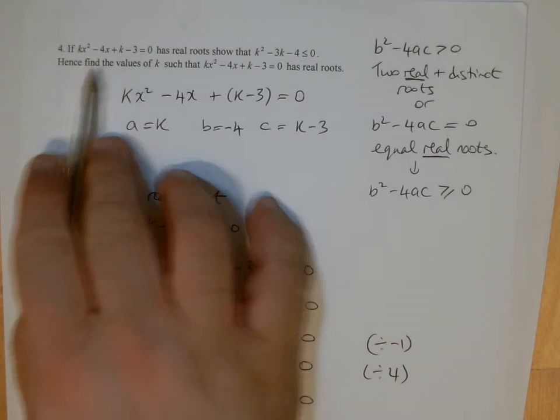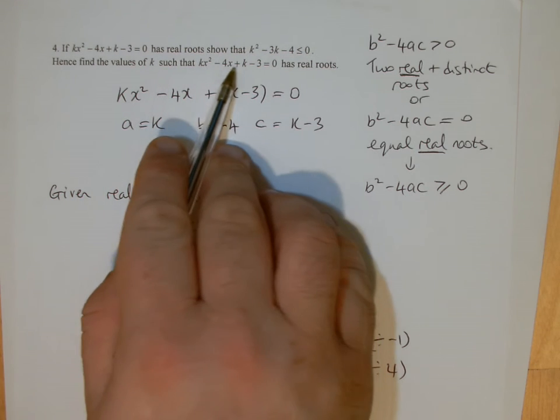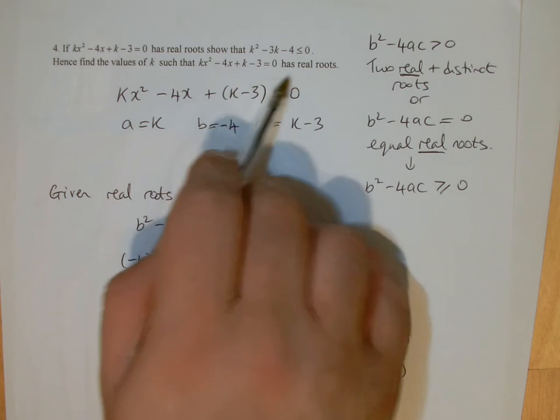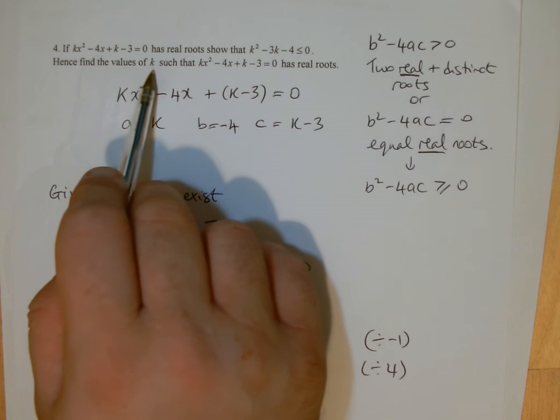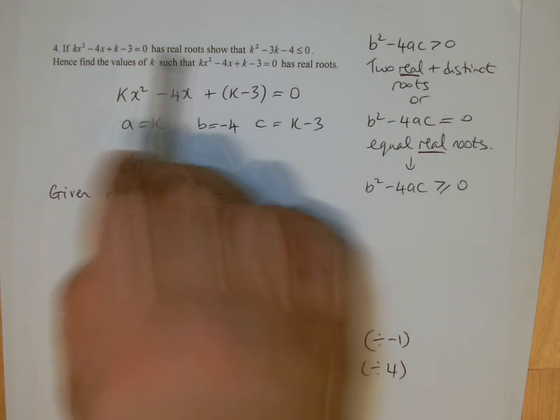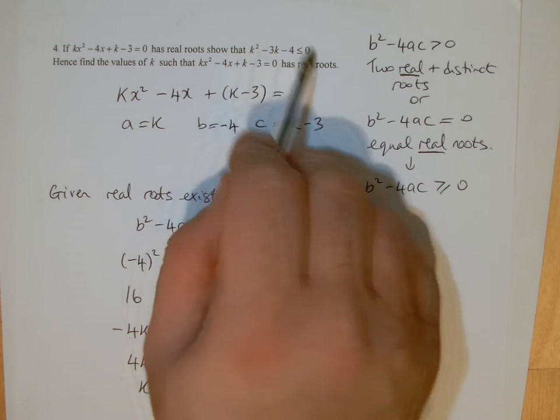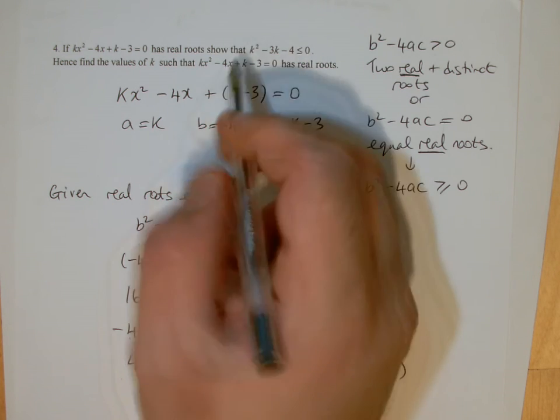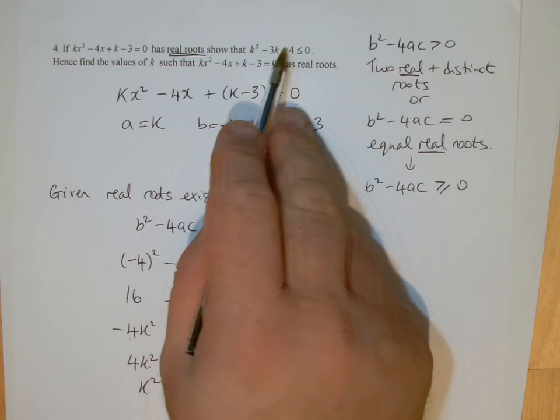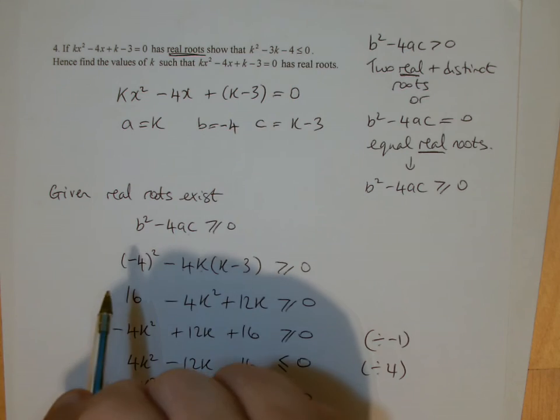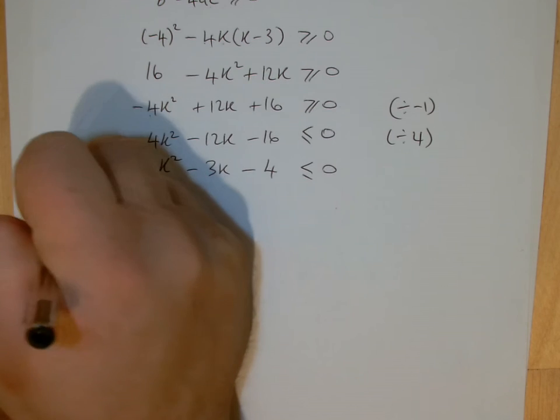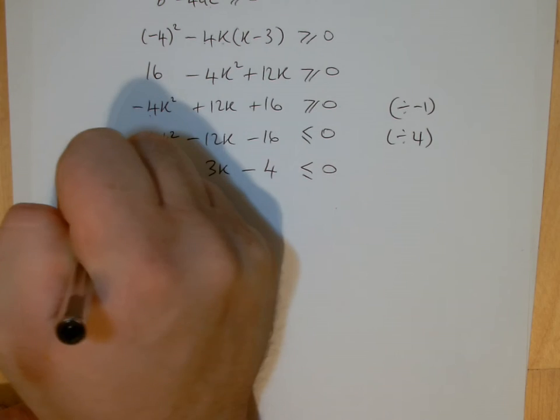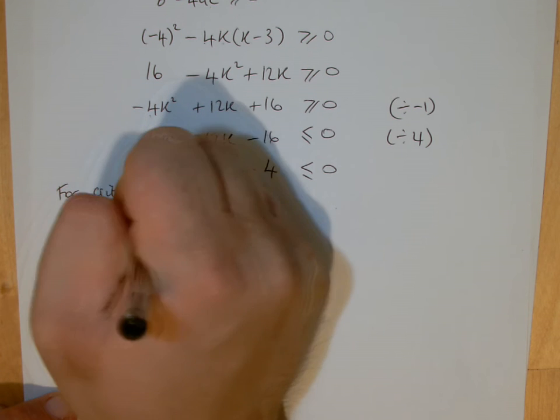Then it goes on and says, hence find the values of k such that kx squared minus 4x plus k minus 3 equals 0 has real roots. So basically they want us to solve it now. They want us to work out what values of k produce these real roots. If you think about it, this inequality is the result of having real roots. So if we can solve this inequality for k, then we've found the values that we need. Remember, when it comes to solving inequalities, what you do to start with is focus on where it's equal to 0. So we look at the critical points.